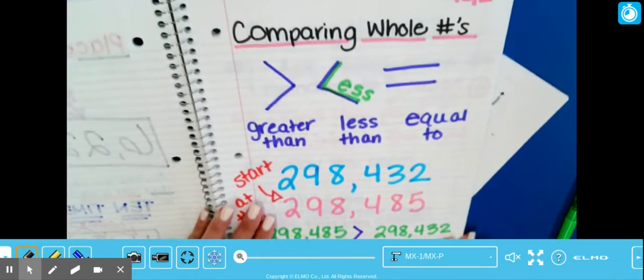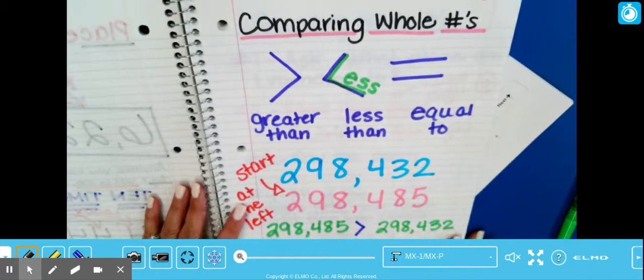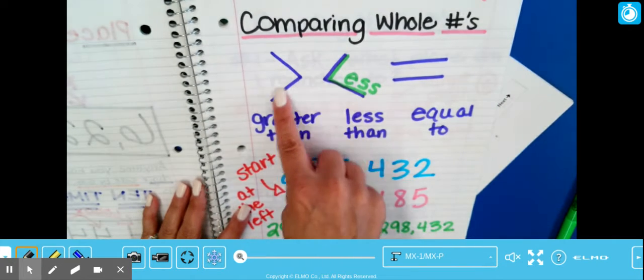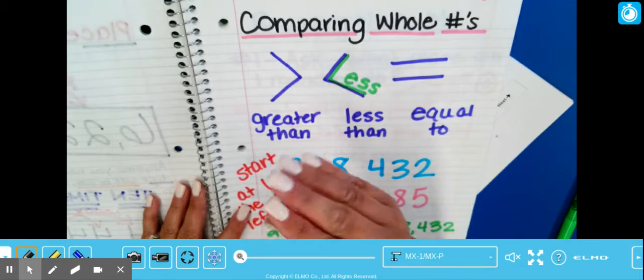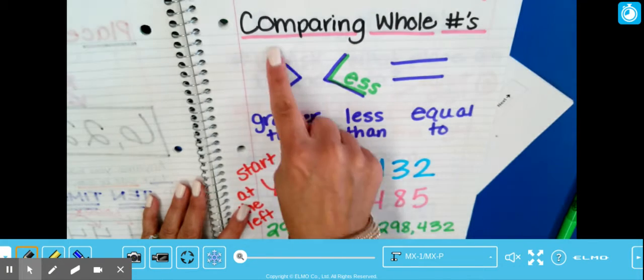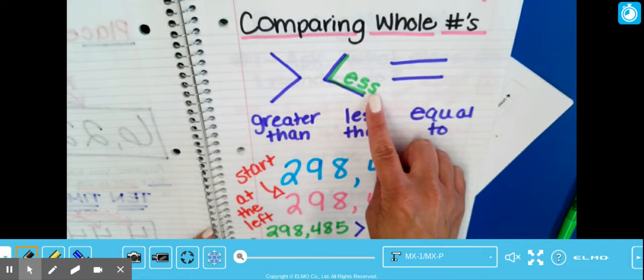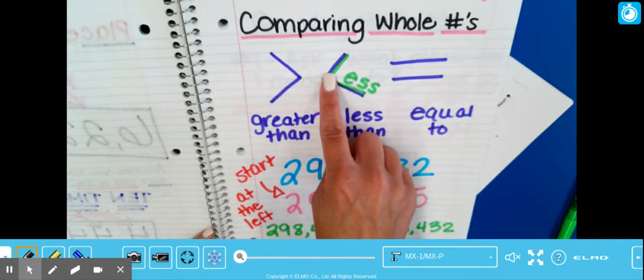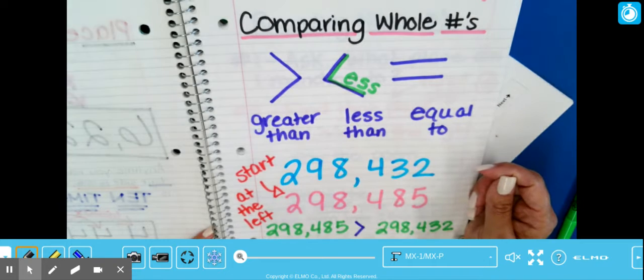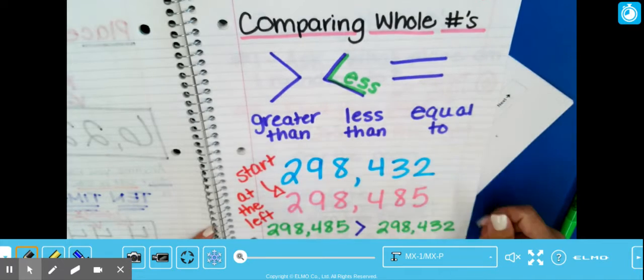We spoke about comparing whole numbers. We know that the greater than symbol, the mouth always eats the bigger number, right? The greater than symbol points away from a greater number, whereas the less than symbol, I like to remember this because it looks like an L for less than. The less than symbol would always point toward a lesser number, and then this is our equal to sign.